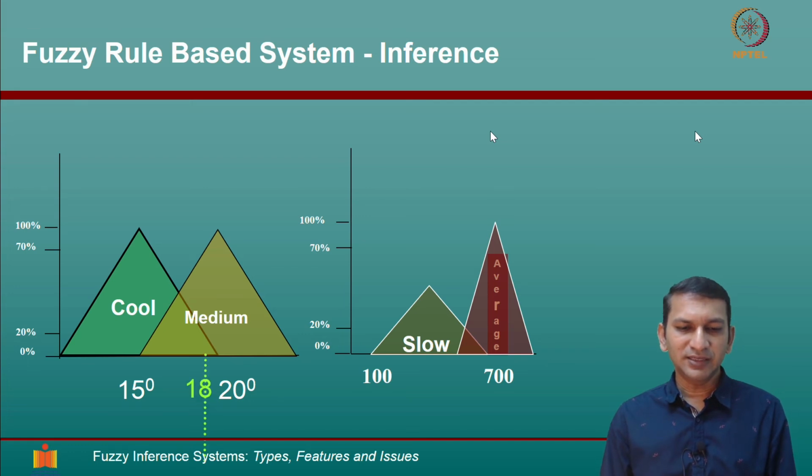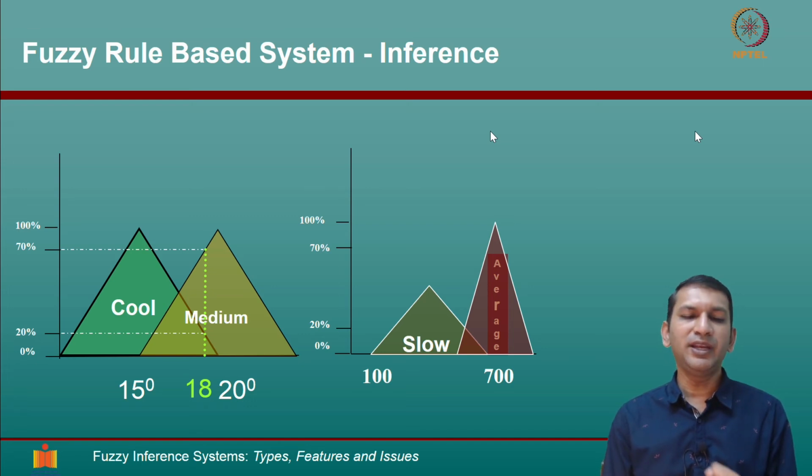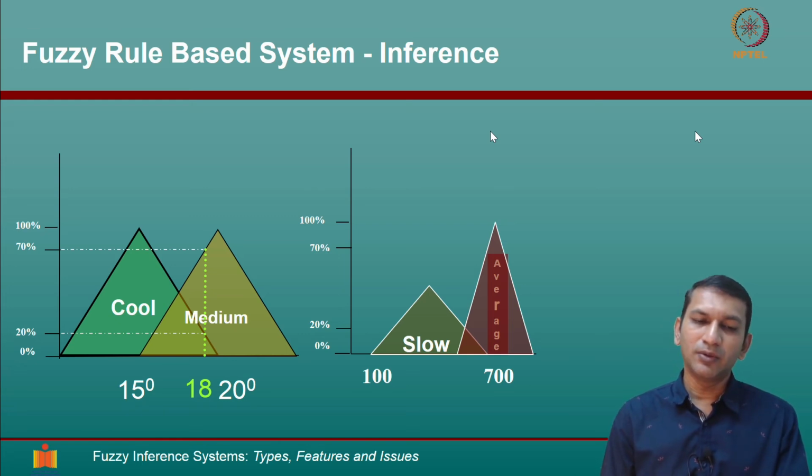Now we are given 18 degrees. Now let's look at to what extent 18 belongs to both of these fuzzy sets. To cool it belongs to degree 0.2, and to medium it belongs to degree 0.7. Now what do we do? Remember, cool is related to slow and medium to average. We take this value, the extent to which 18 degrees is captured by the concept cool. Essentially, we will see in the next lecture that it is called the similarity value. It tells you to what extent 18 belongs to cool.